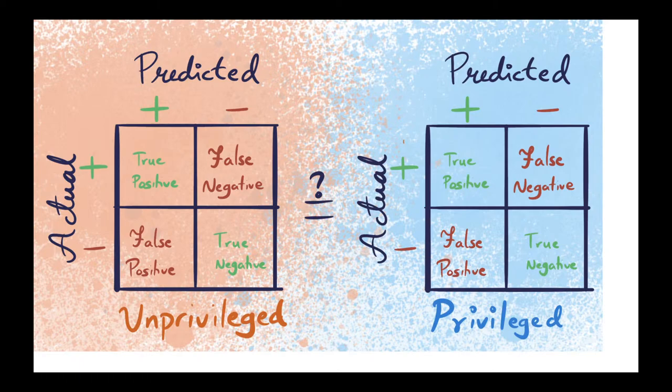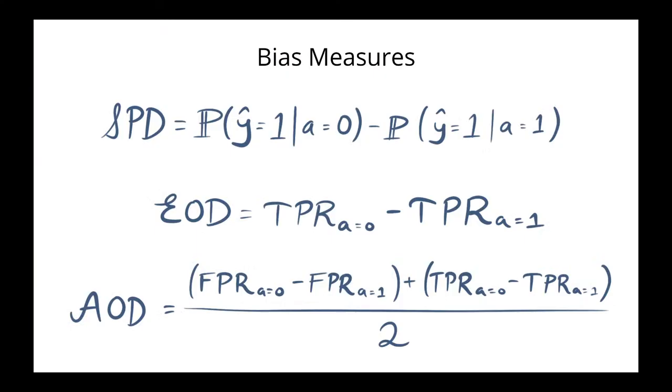In other words, we want the true positive and false positive rates for both groups to be as close to each other as possible. In order to do this, we introduce three possible bias measures we might want to optimize for. The first one, SPD, or statistical parity difference, is the most basic of these measures. It measures the difference between the likelihood of the model labeling an instance as positive if they are in an unprivileged group and the model labeling an instance as positive if they're in the privileged group. So the comparison is between unprivileged, where A is equal to 0, and A equal to 1, which is privileged.